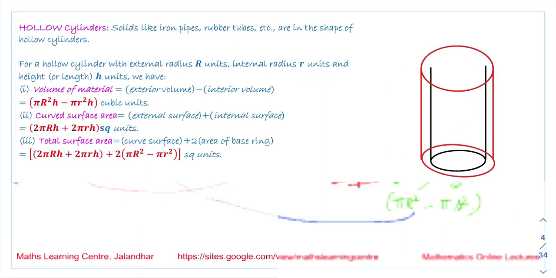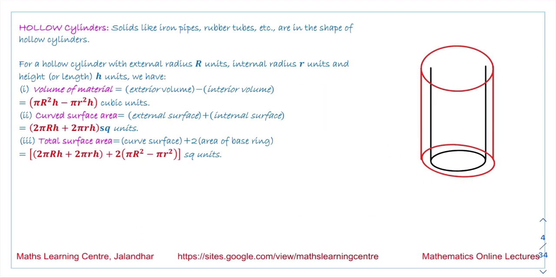Next, we are talking about hollow cylinders. Solid objects like iron pipes and rubber tubes are in the shape of hollow cylinders. If we want to find the area and volume of these, we are now talking about a hollow cylinder, so we have a cylinder over here.